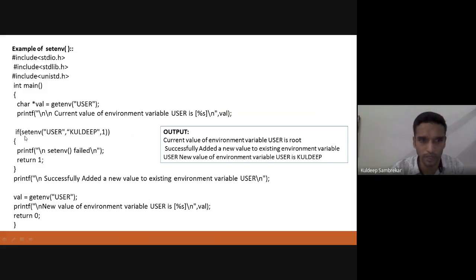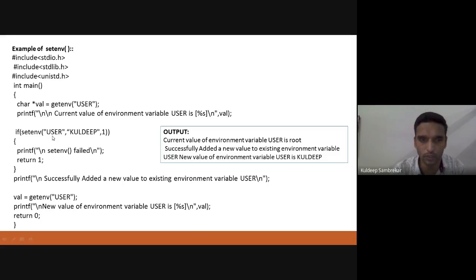So if setenv("USER", "Kuldeep", 1) executes successfully, it returns 0. But in an if condition, 1 means true and 0 means false. So if 1 is returned here, it shows that setenv failed. If not, it has changed the value.